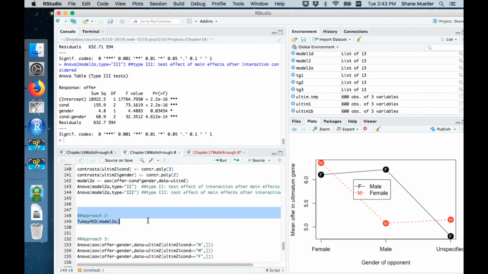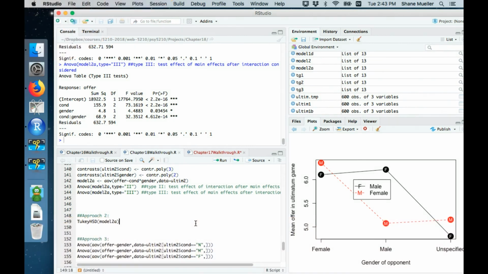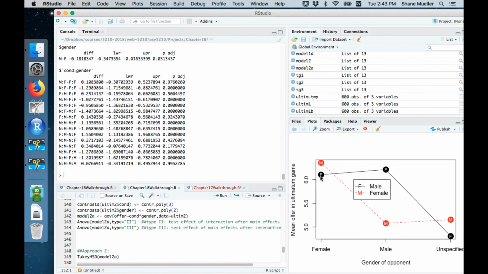And then, okay, that's one approach we can take to make sense of the interactions. We can compare different specific interaction terms. Another thing we can do in this case is do the Tukey test of the model. And now I can say, well, is there a difference here? We can ask if there is a difference there by looking at the second one here, which is gender.